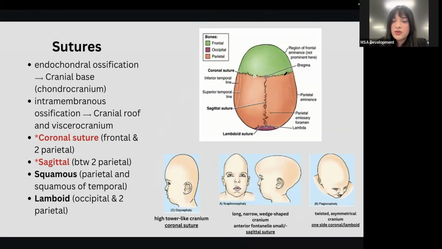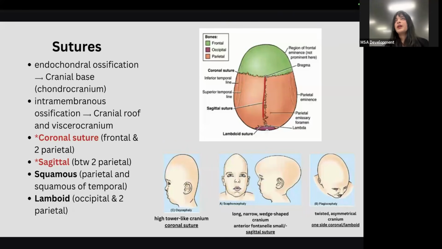So this is a coronal suture. It separates the frontal and the two parietal bones. This is a sagittal suture in the middle, okay, and it separates the two parietal bones. And then you have the squamous, which is not shown here, but it separates the parietal and the squamous of the temporal bones. It's like over here. And then you have the lambdoid, which separates the two parietal bones and the occipital bones.